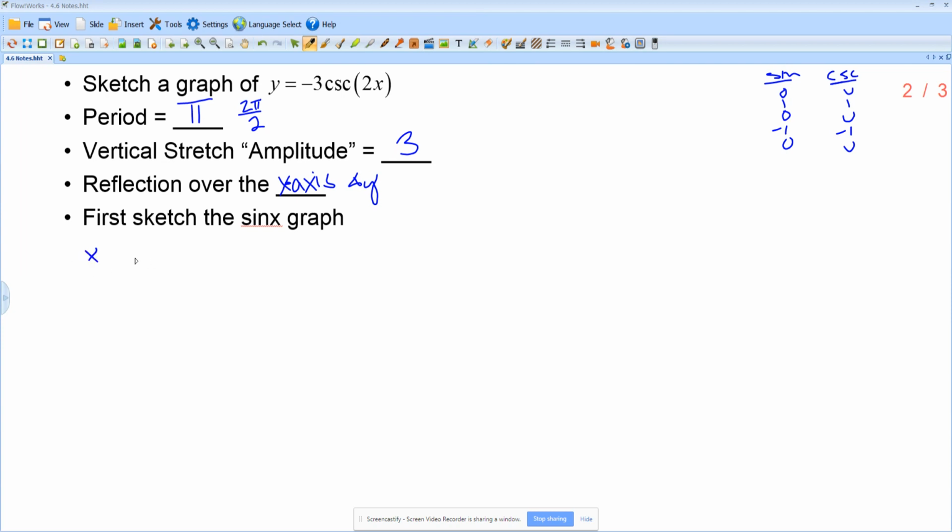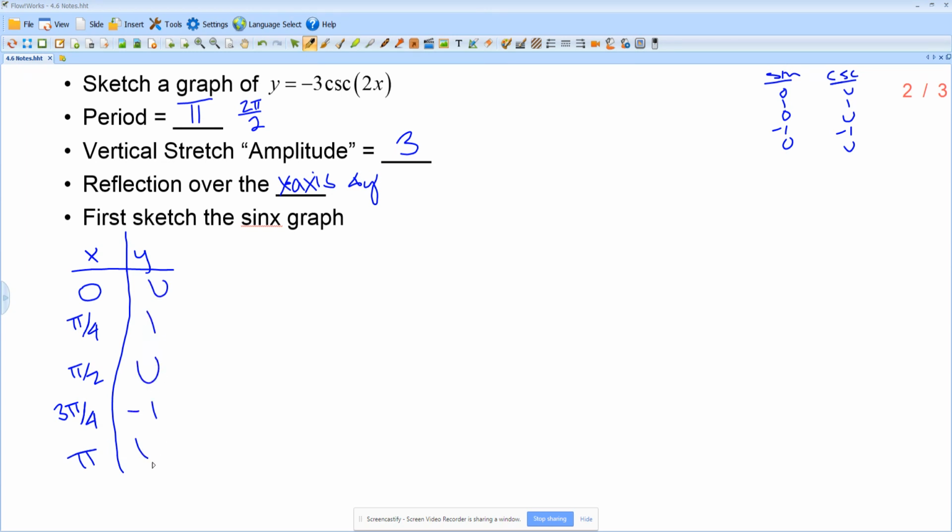Now, if I go and make this table, I have my x's and y's. I have no horizontal shift, so I can make a small table. 0 to pi, pi halves, pi fourths, 3 pi fourths. My y's for cosecant are undefined, 1, undefined, negative 1, undefined. So I've dealt with the period, the vertical stretch I have to apply. And I can also apply the reflection over x because this is really just multiplication by negative 3. So this is undefined, negative 3, undefined, 3, undefined.